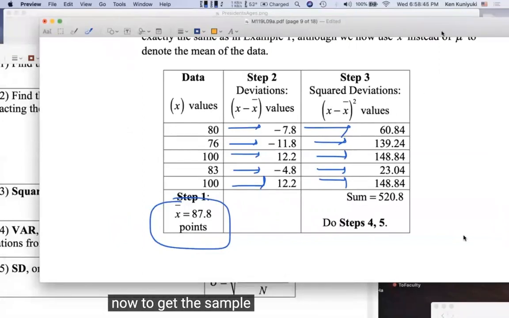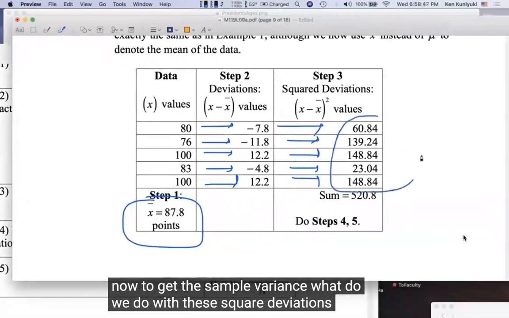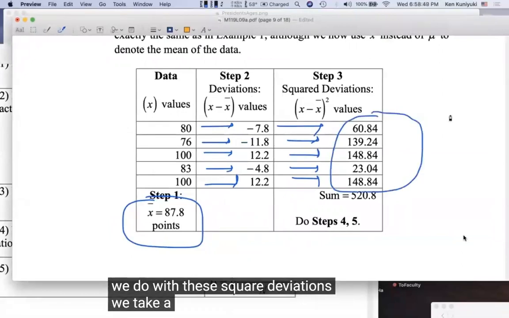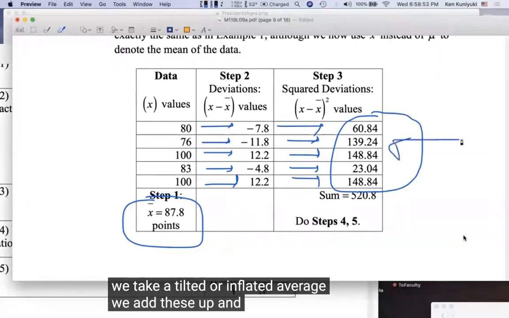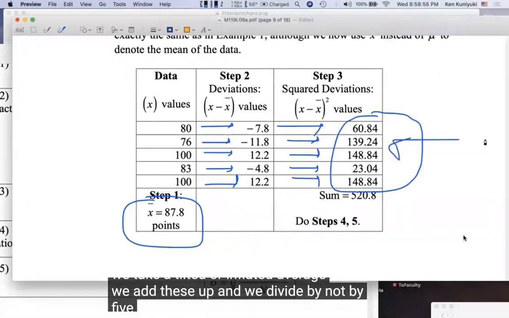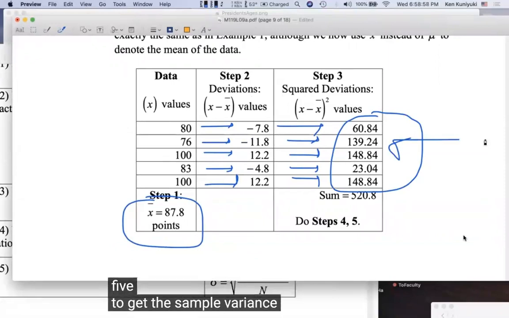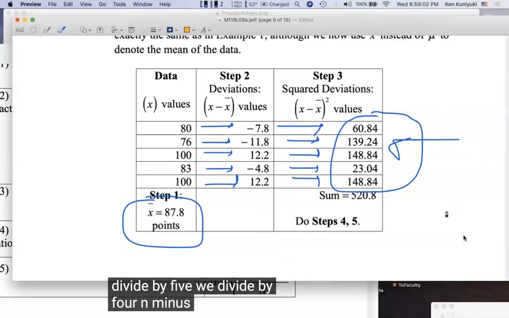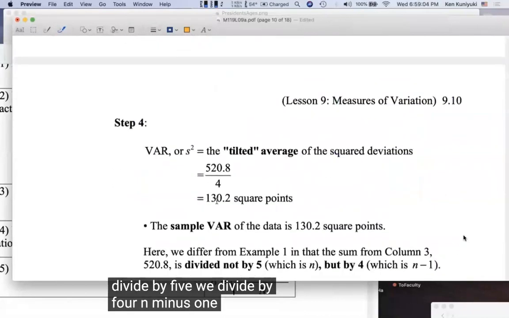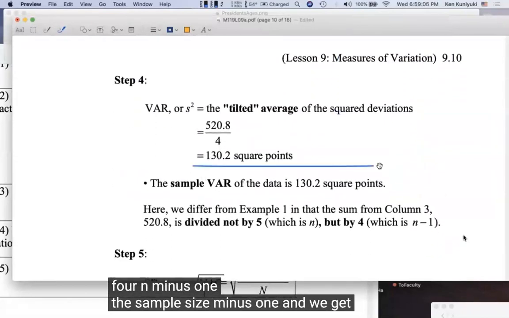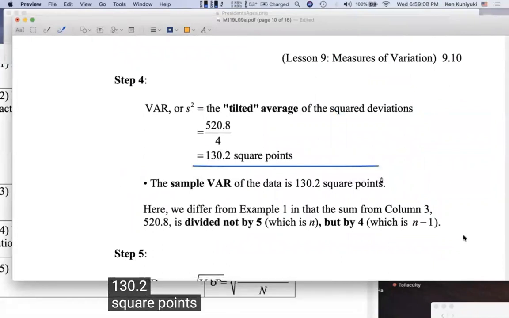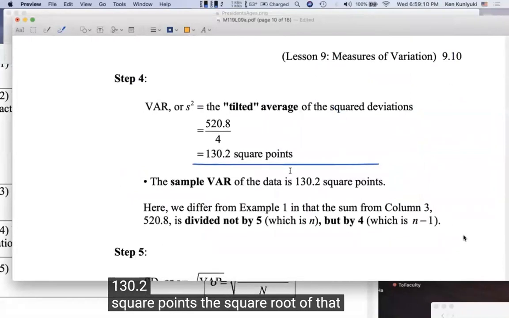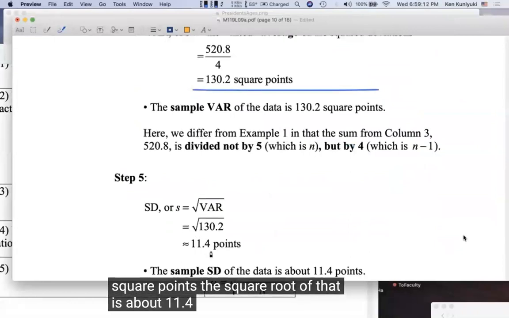Now, to get the sample variance, what do we do with these square deviations? We take a tilted or inflated average. We add these up and we divide by, not by 5. To get the sample variance, we don't divide by 5, we divide by 4, n minus 1, the sample size minus 1. And we get 130.2 square points. The square root of that is about 11.4 points, the regular unit.